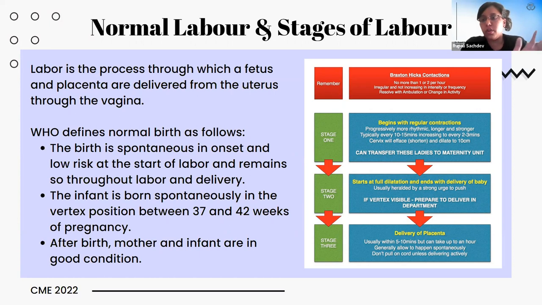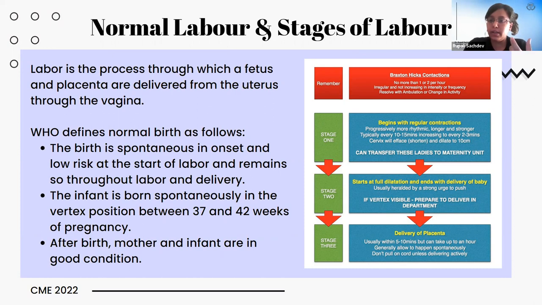Braxton-Hicks contractions also are not more than 1 or 2 per hour and they resolve with movement or change in activity. Whereas when you go into stage one, you start with regular contractions. They are more rhythmic, they're longer and they're stronger. And typically they come every 10 to 15 minutes, then increase to every 2 to 3 minutes.